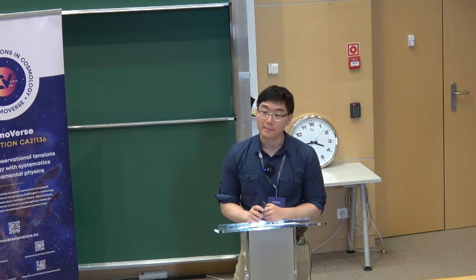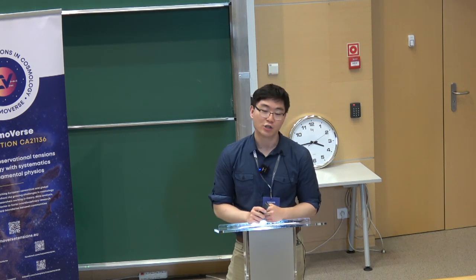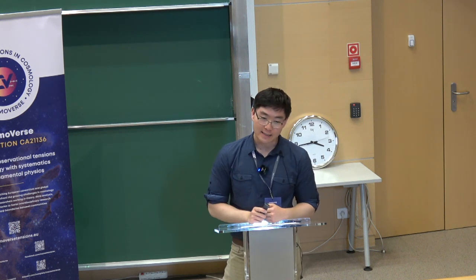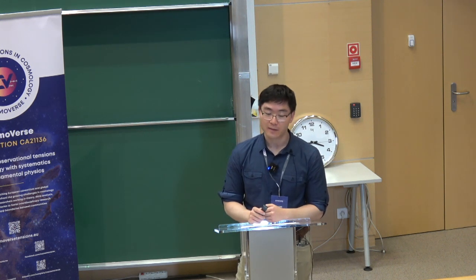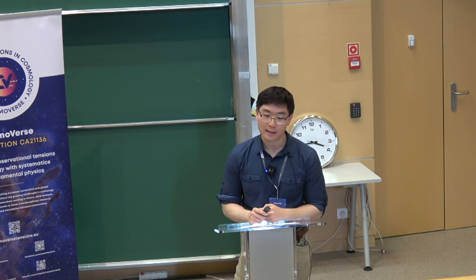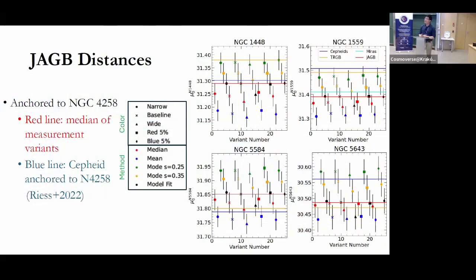So with these variations in mind, we then measured distances using the JAGB. On the right-hand side, I'm going to show the distance moduli as a function of the variant number, again, 25 different variants. The red line shows the median value out of all of our 25 measurement variants. I'm showing in the blue line the Cepheid distance from the Riess 2022 paper that's adjusted to having an NGC 4258 anchor-only distance. We also look at the TRGB distance in orange from the Extragalactic Distance Database, as well as the Miras distance in cyan for 1559.